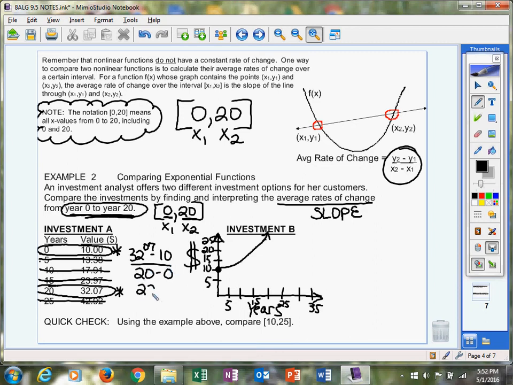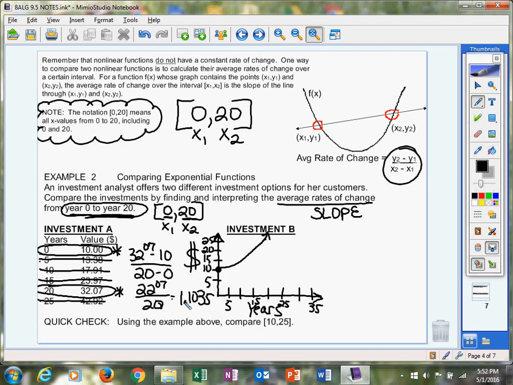So I've got 22.07 divided by 20. Get your calculator out. You're going to need it. 22.07 divided by 20. And I've got right at the decimal 1.1035. Okay? Now, don't walk away from that. You crunched a number. That's great. But what does it mean?